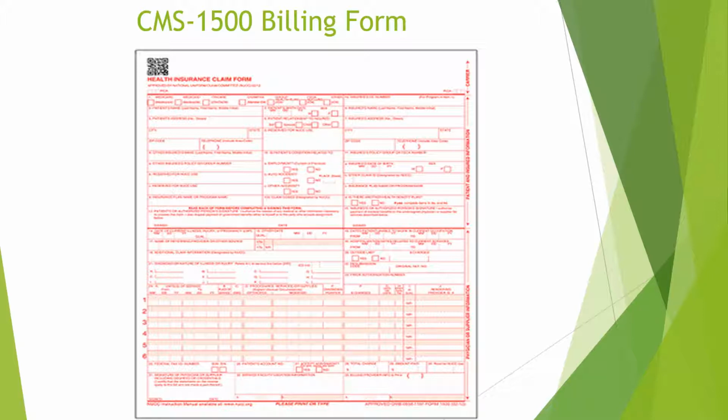So the form itself is really self-explanatory. You will have all of the information you need in front of you to be able to fill out the necessary parts of this form so you can submit it electronically. Also note that this form will be filled out electronically as well.